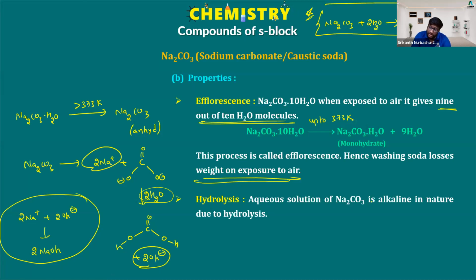Aqueous solution of Na2CO3 is alkaline in nature. Why? Because of the production of NaOH, which is a strong base. Na2CO3 will give 2 Na+ and CO3 2-. CO3 2- reacts with water to form H2CO3, and 2 OH- are going to be evolved.